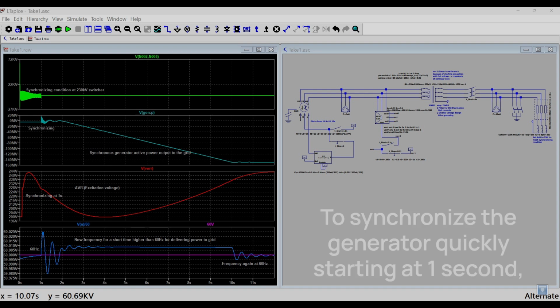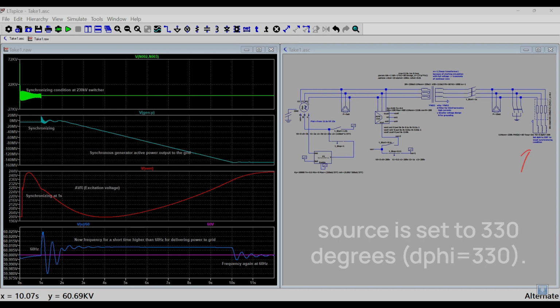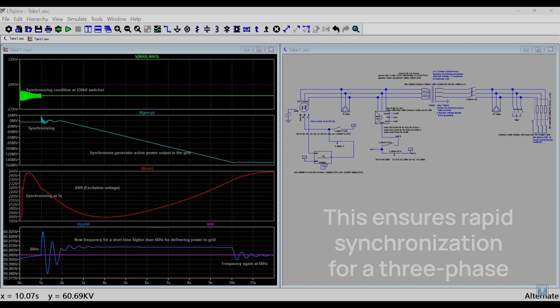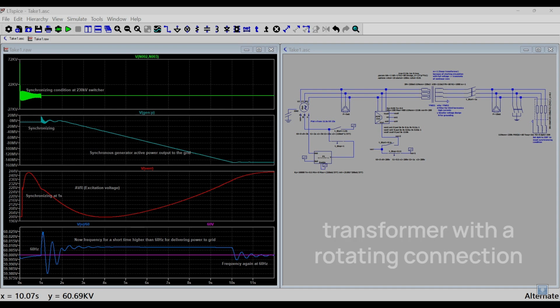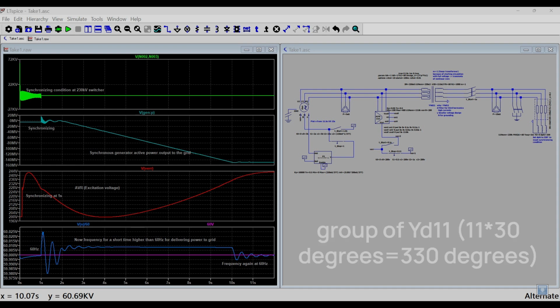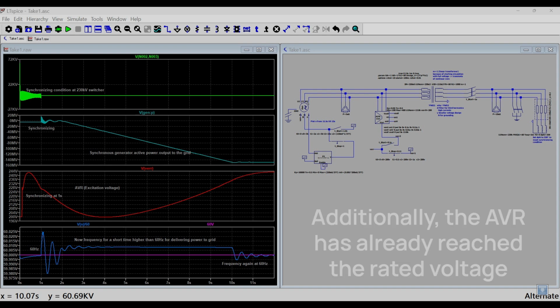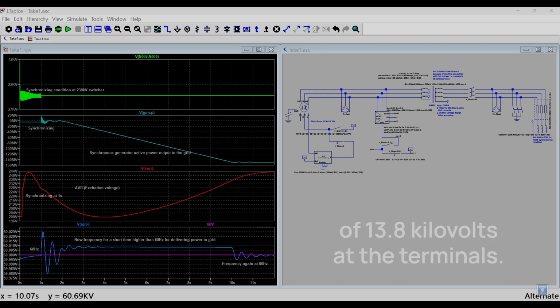To synchronize the generator quickly starting at 1 second, the phase angle of the voltage source is set to 330 degrees, dphi equals 330. This ensures rapid synchronization for a three-phase transformer with a rotating connection group of YD11, which is 330 degrees. Additionally, the AVR has already reached the rated voltage of 13.8 kilovolts at the terminals.